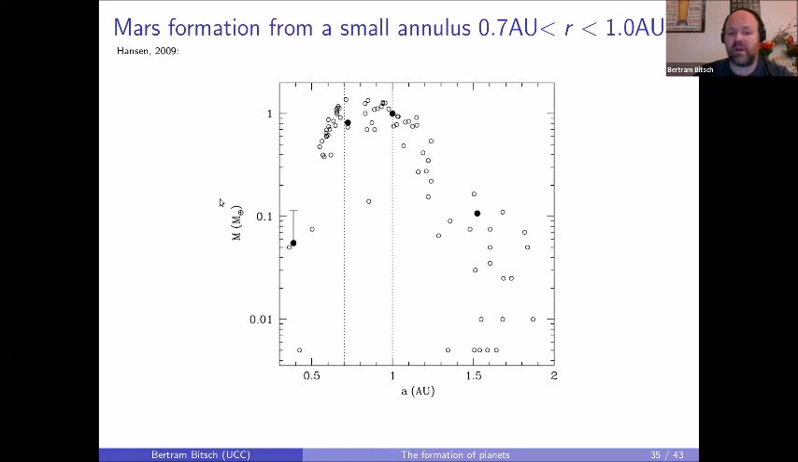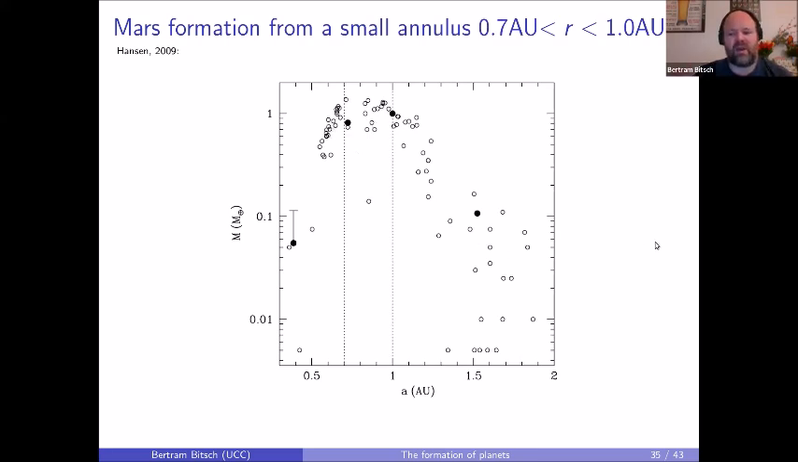In this diagram, you see the planetary mass in Earth masses and the distance in astronomical units. The black dots correspond to our terrestrial planets: Mercury, Venus, Earth, and Mars. And the white dots correspond to the results of the simulations. And you see this actually matches quite well.